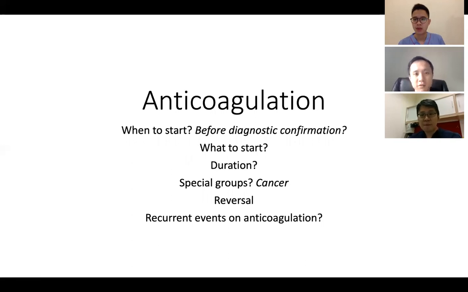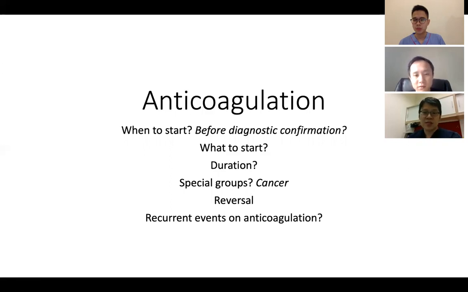Okay, the next question pertains to the treatment and specifics. I guess when do you start? If you have a high index of suspicion, for example, would you start even before any diagnostic confirmation? For example, if there's some reason that you're getting a delay to your scan. What type of anticoagulation to start, how long to anticoagulate for, and other things like what to use in special groups of patients like oncology patients.